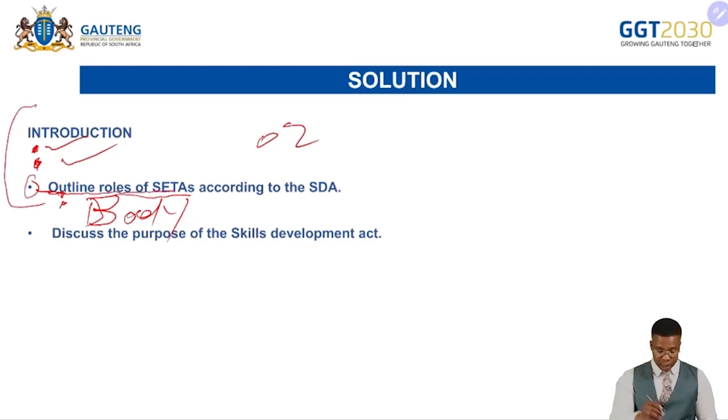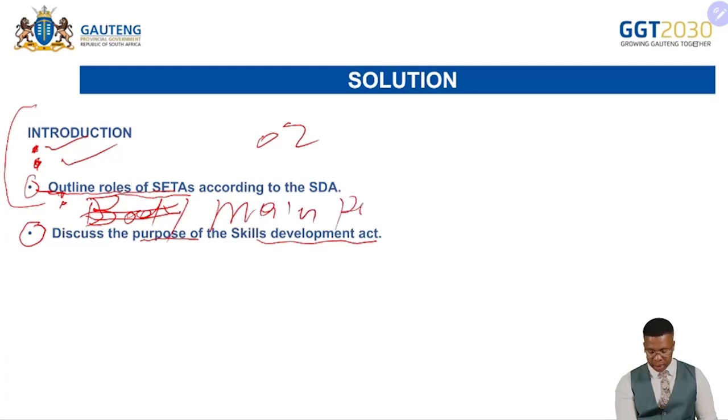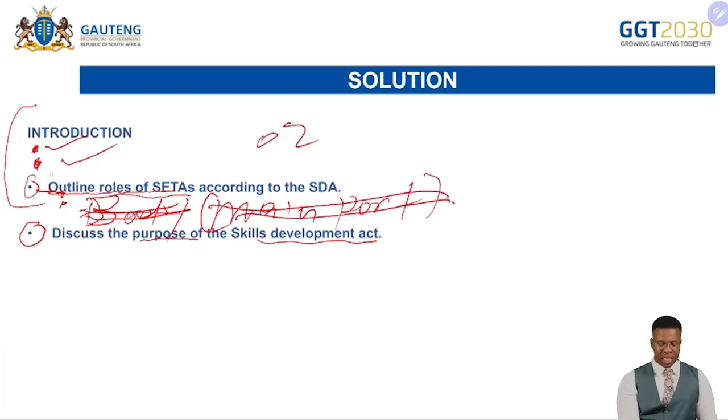And then the first part of your body would be considered to be discuss the purpose of the Skills Development Act. Hence, you are advised, do not write the word body. And again, do not write the words main part. Main part is for economics. We don't have the main part, we don't have the body. Just write your first subheading after your introduction. So keep that in mind.